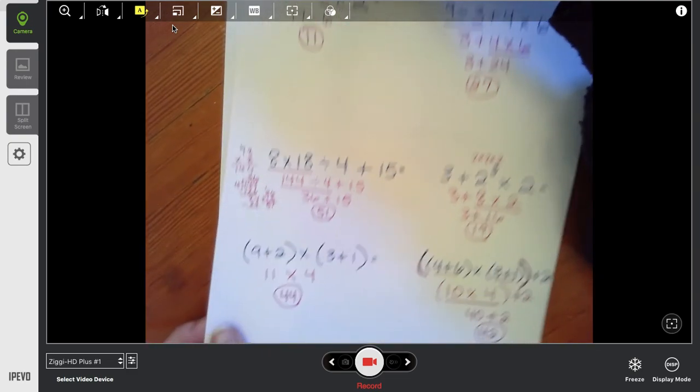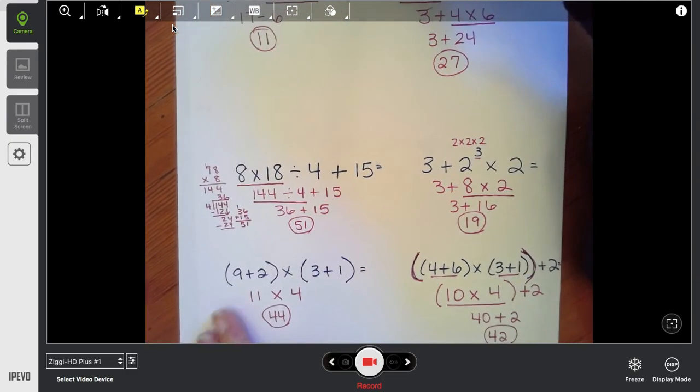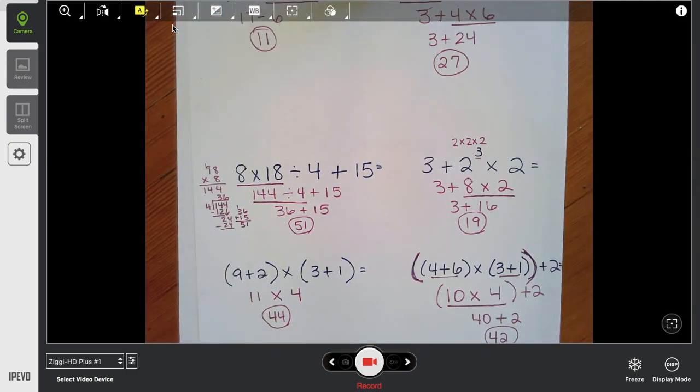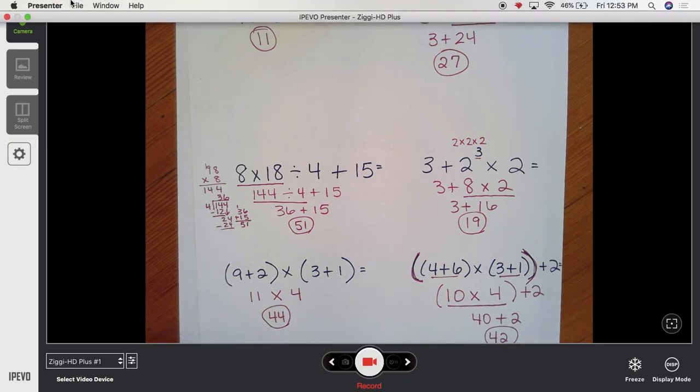Good luck with your problems. If you have any trouble, you can go back and check these out for examples. There's a challenge assignment at the bottom of this page if you really feel like taking on a challenge with some brackets, some exponents, and even some negative numbers thrown in. Good luck.